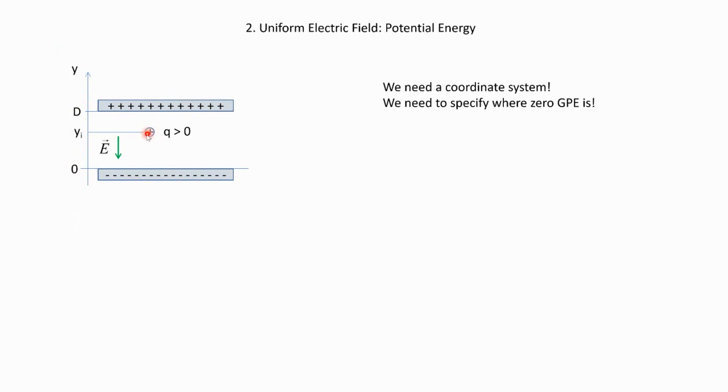And the coordinate of the charge is y. And I put a little subscript i here, just to make it different from that y. So y sub i is the coordinate of the charge. Okay, see how I set things up? Now I need to say where zero electric potential energy is.